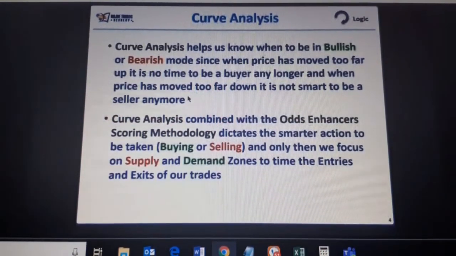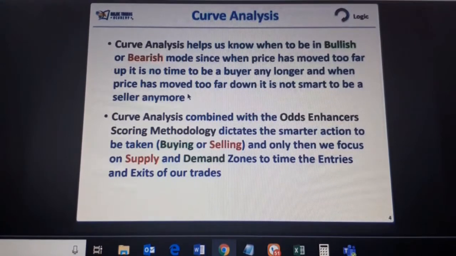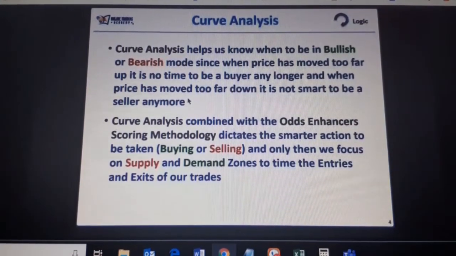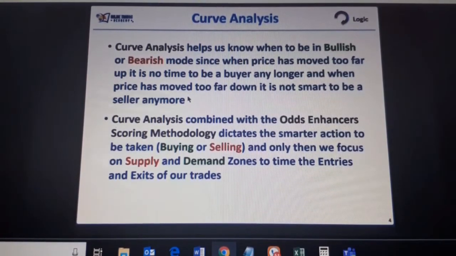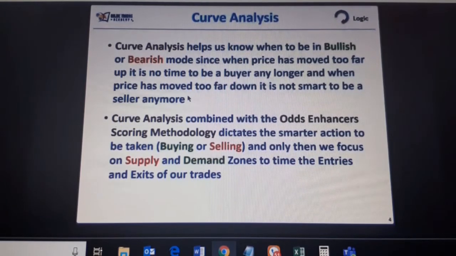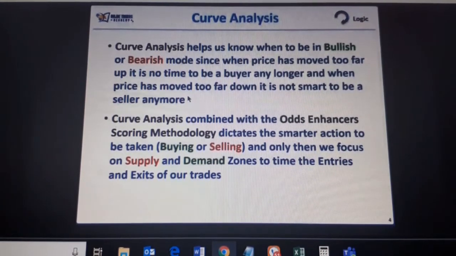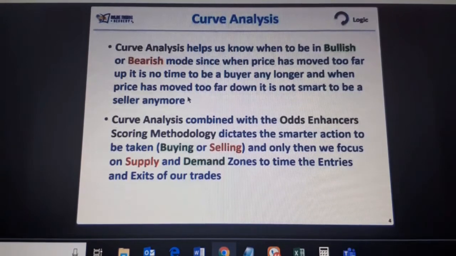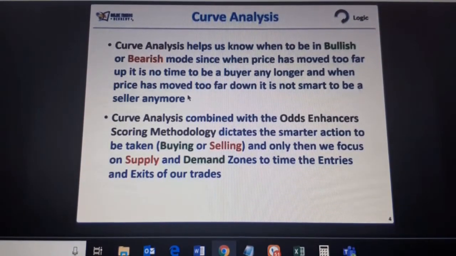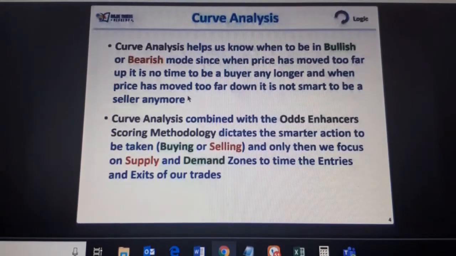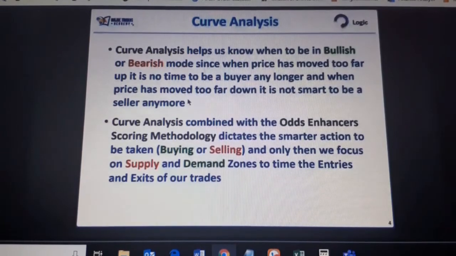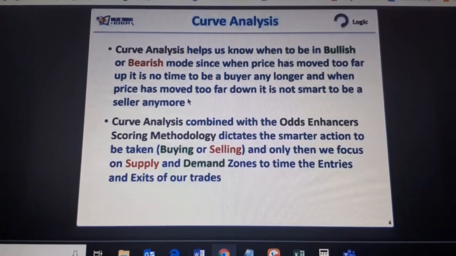Now, curve analysis helps us to know when to be in bullish or bearish mode, since when price has moved too far up, it is no time to be a buyer any longer, and when price has moved too far down, it is not smart to be a seller anymore. Curve analysis combined with the odds and answer scoring methodology dictates the smarter action to be taken, buying or selling, and only then do we focus on supply and demand zones to time the entries and exits of our trades.